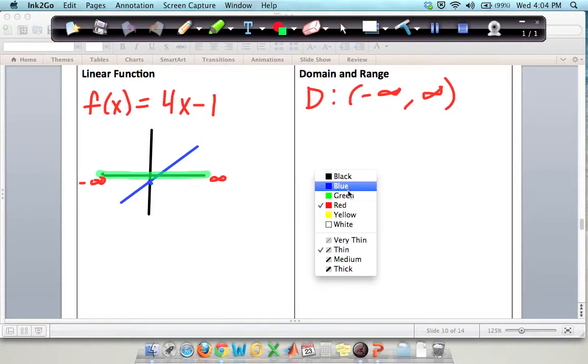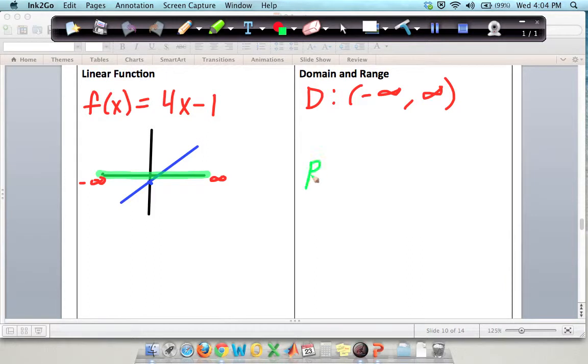Now for range, I'm going to look, in this case, at my y-axis. And remember, we're going to do the same thing. We're going to start at -infinity on the y and go up to infinity. And I look and I see, is there any gaps in this graph? And no, every y value that's negative and positive is used. Again, there's nowhere where this graph stops. So my range is also -infinity to infinity.